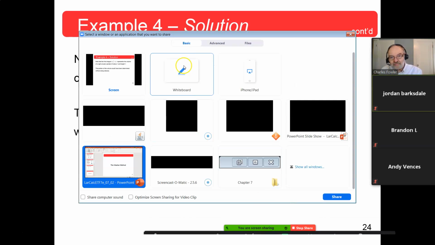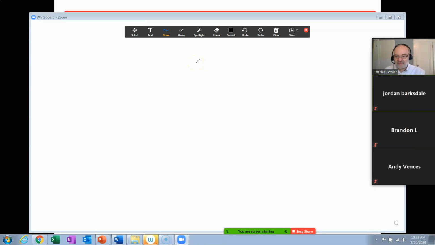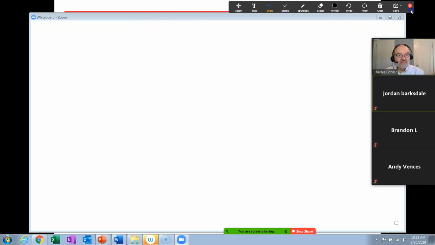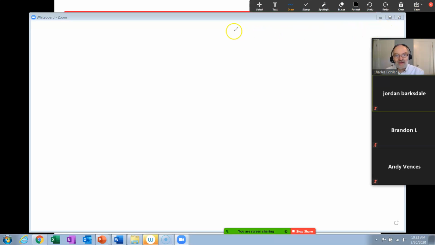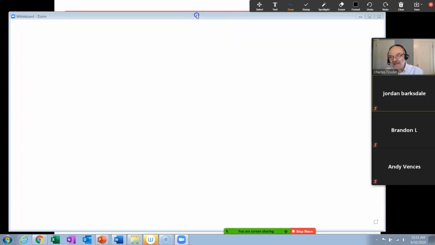whiteboard, and in this case I've got to move some stuff around. Here is my taskbar for the whiteboard, which is in the way, and then we've got the whiteboard itself is behind my picture, your names, that kind of stuff.